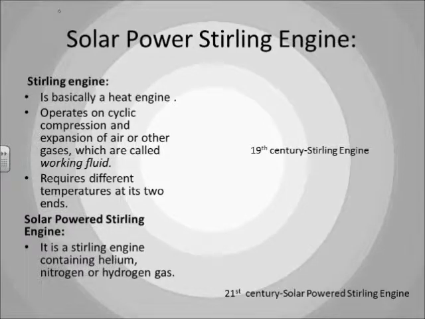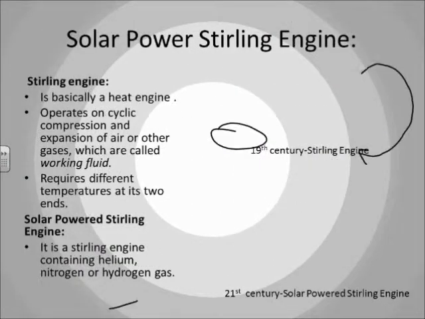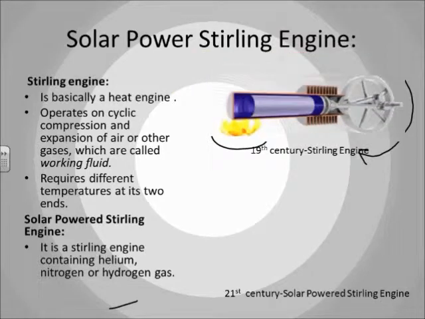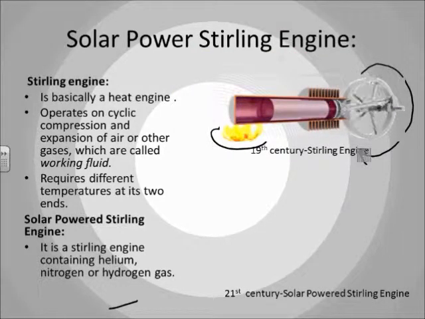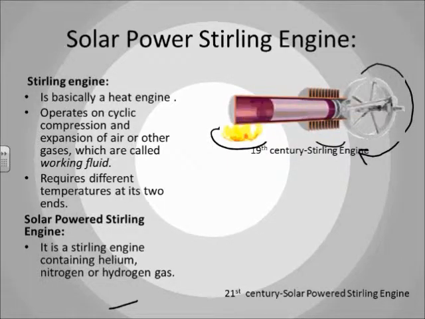So that was about using liquid hydrogen in aircraft. Moving on to the next slide, it's about the solar power Stirling engine. It is basically a heat engine. It operates on cyclic compression and expansion of air or other gases, which are technically called the working fluid. This engine requires 2 different temperatures at its 2 ends, hot and cold, and this difference in temperature is converted into mechanical energy by using the thermodynamic reaction that goes on within the piston cylinder assembly. The heat energy transferred into the reciprocating motion of the piston gets converted into mechanical energy.